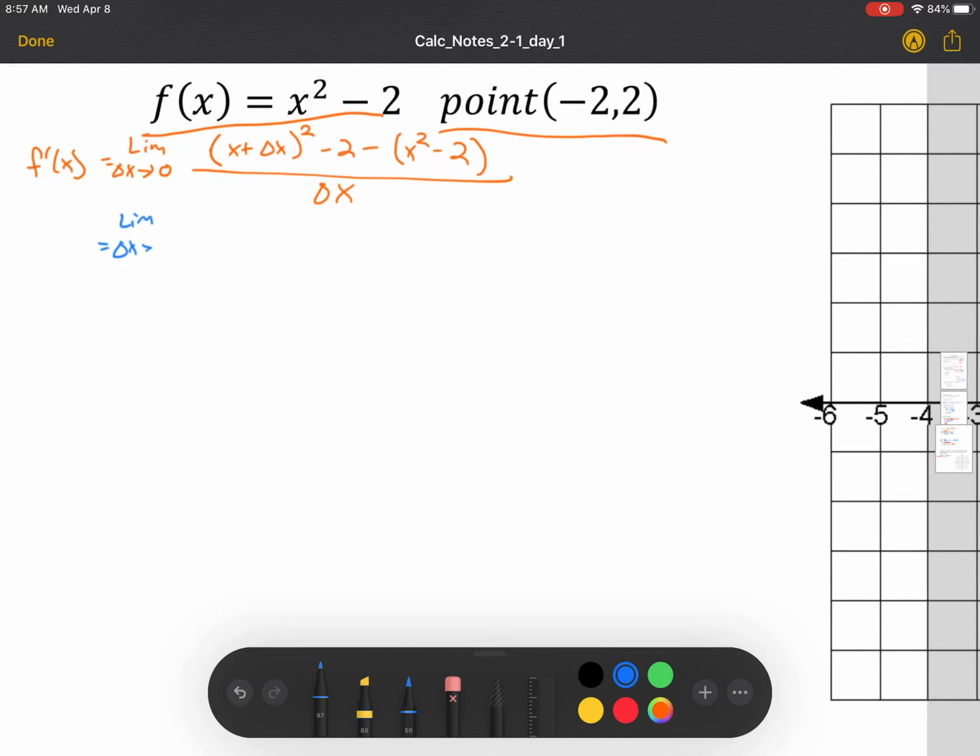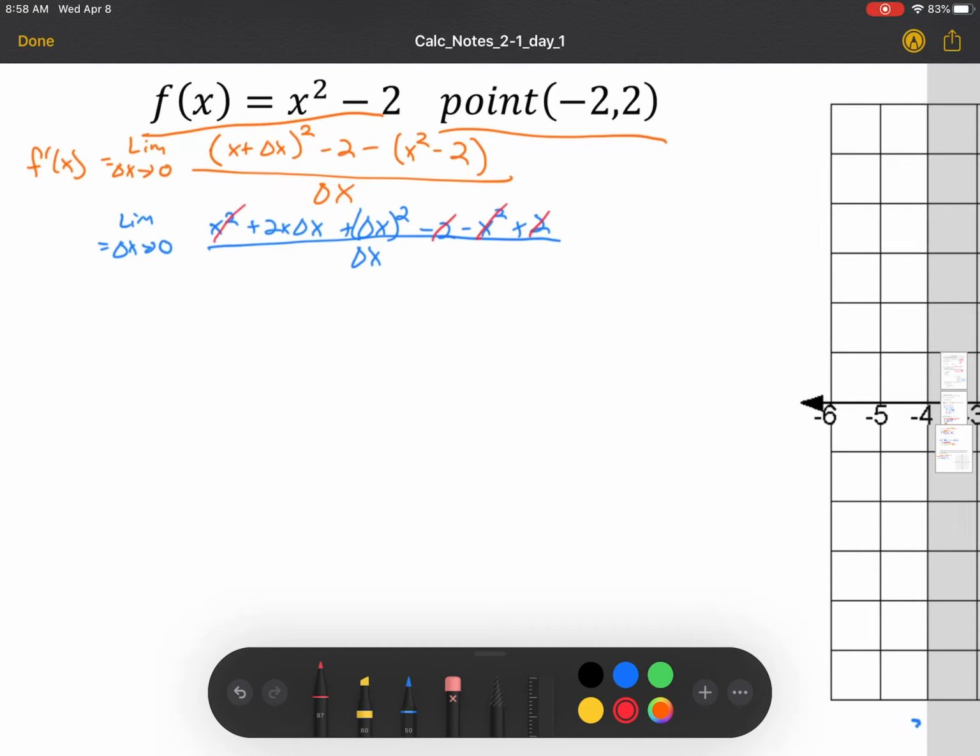Next line, we have our limit as delta x goes to 0, and we're going to expand this out. Here we go. We've got x squared plus 2x delta x plus delta x squared minus 2 minus x squared plus 2, all over, you guessed it, delta x.